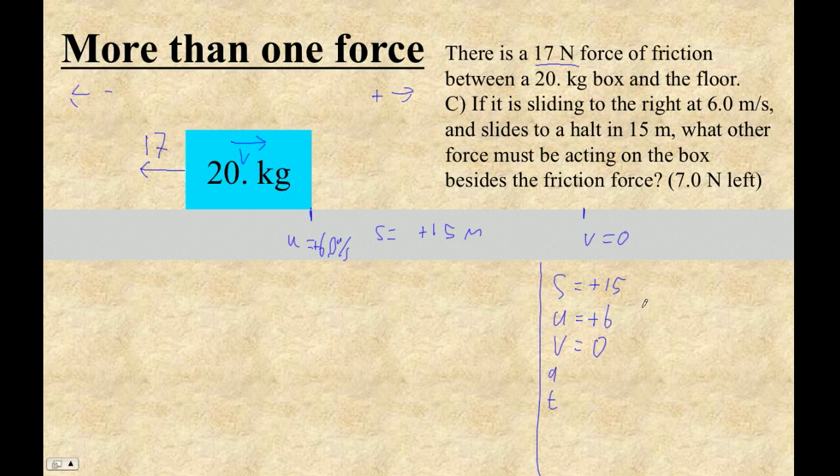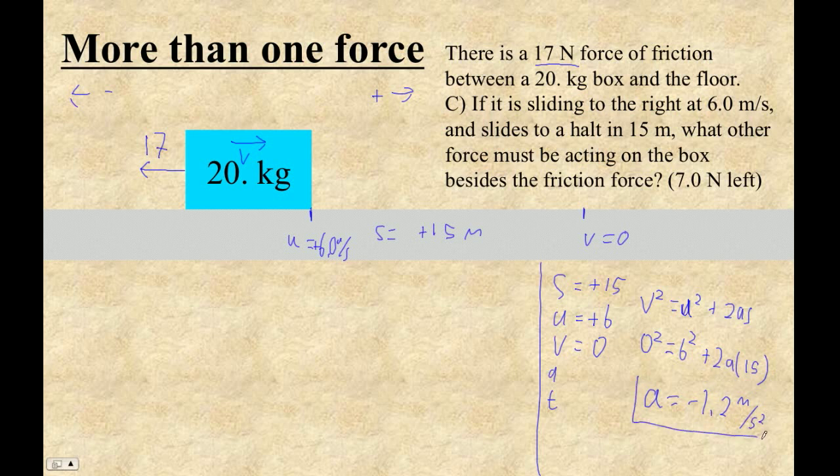And then of course the thing I'm going to use is v squared is u squared plus 2as. That's supposed to be a u, not a backwards n. So it's 0 squared equals 6 squared plus 2 times a times 15. We put the 6 squared on this side, so it's negative, so the opposite of 6 squared divided by 2 divided by 15. And I get that the acceleration is negative 1.2 meters per second squared.